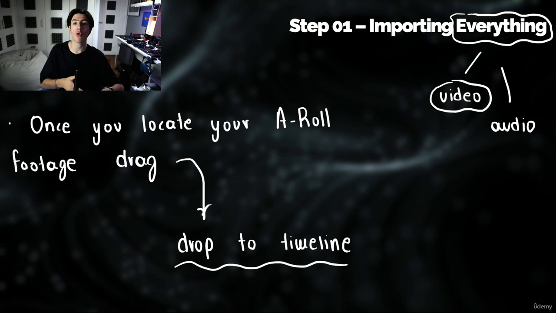Now let's move to the more simple stuff, which is how to import everything to your timeline. Once you have sorted out your A-roll footage and you have located it, you just drag and drop it into your timeline, and it imports into your editing software. If you can't drag and drop it because you're editing from your smartphone, make sure to just press the import button. This will go directly to your camera roll, and from there you can just select the clips that you want to apply to your timeline.